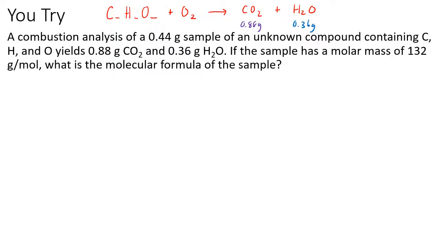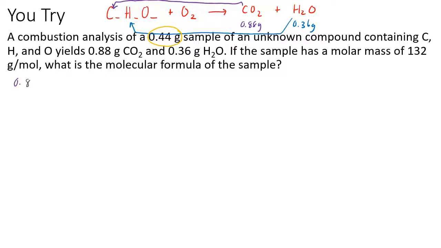We're going to start with our mass of CO2 and work backwards to figure out how much carbon was in the sample. And we're going to start with our mass of H2O to figure out how much hydrogen was in our sample. By subtracting from the total sample size, which was 0.44 grams, is how we'll figure out our amount of oxygen. So let's start with our mass of CO2.